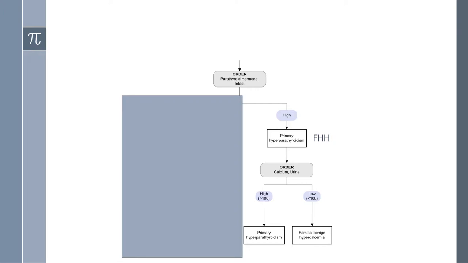The reason is, in primary hyperparathyroidism, you have so much calcium in your blood that your kidney just secretes as much as it can. But you have a defective receptor in your calcium sensing receptors in your kidneys and your parathyroids in FHH. So that way you're just trying to reabsorb as much as you can. So check the urine. If you have a high calcium in your urine, it's your primary hyperparathyroidism. If it's low, it's FHH.